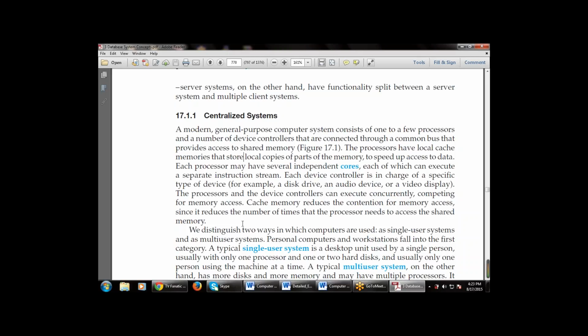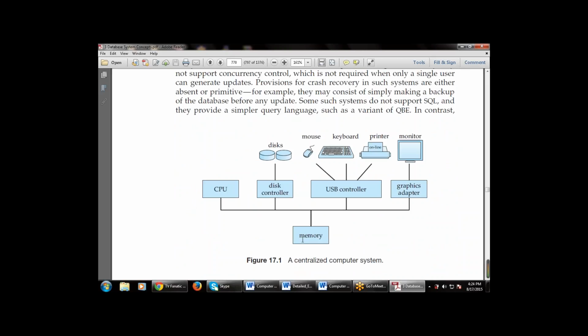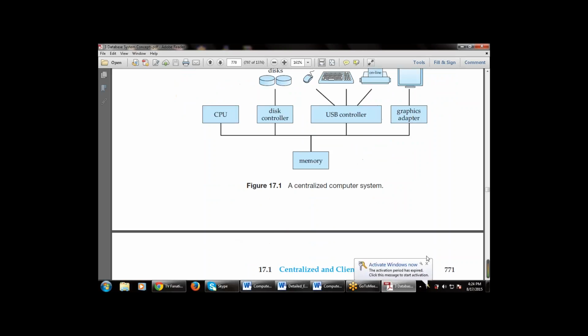We differentiate between the single user system and the multi-user system, by which we can make changes in the database system. Multi-user means more than one user is using it at the same time. This is a centralized system. There is one memory, one space available, and multiple parts like the CPU, disk controller, USB controller, and graphics adapter. These are the various parts available, along with the disk, mouse, keyboard, printer, and monitor.